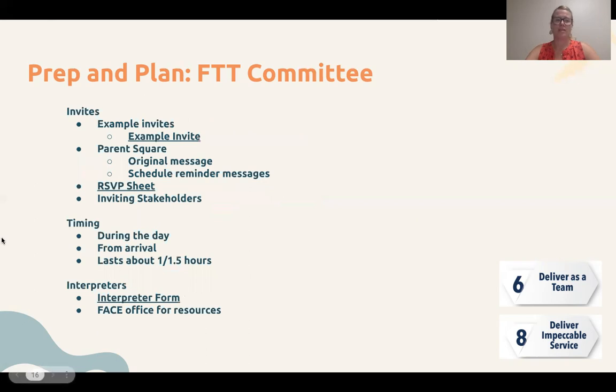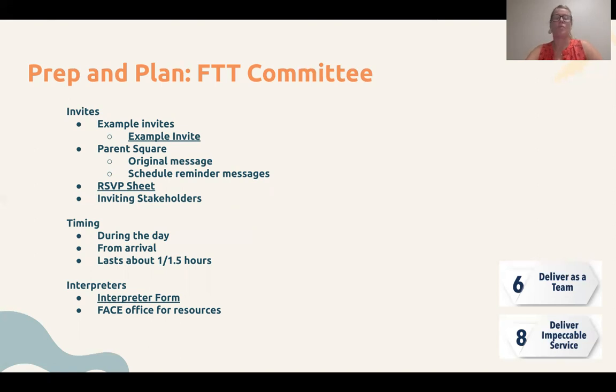We created invites. There's lots of sample invites on the resource page. We use Parent Square, Class Dojo, and Seesaw to invite our families. Our office staff scheduled an original message with our family teacher team's information that was translated into all the different languages. And then we also scheduled reminders. So we had a reminder each night before the family teacher teams came up. For example, if the first grade family teacher teams was going to be on a Wednesday, we sent out a scheduled reminder on Tuesday that we were having family teacher teams in the morning.